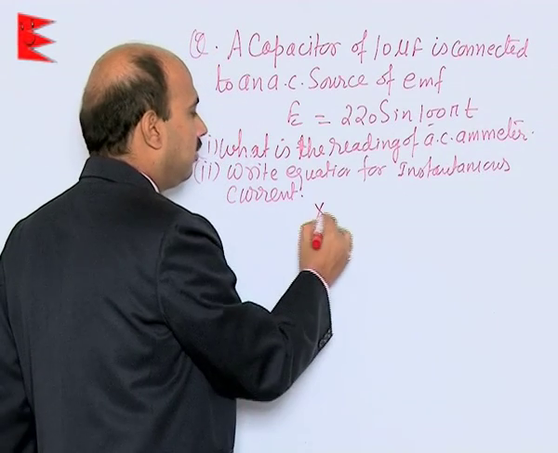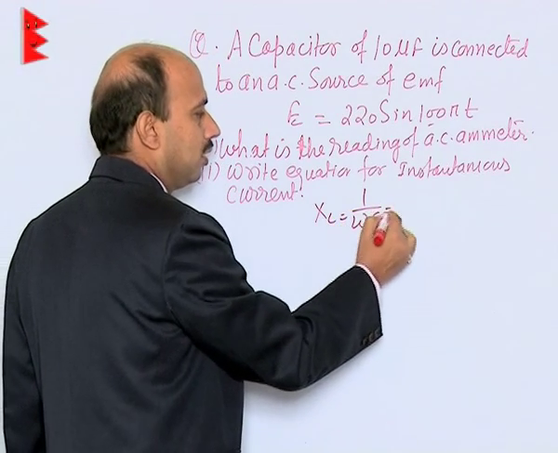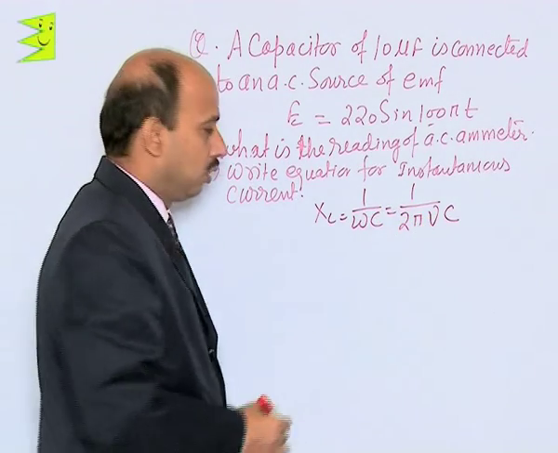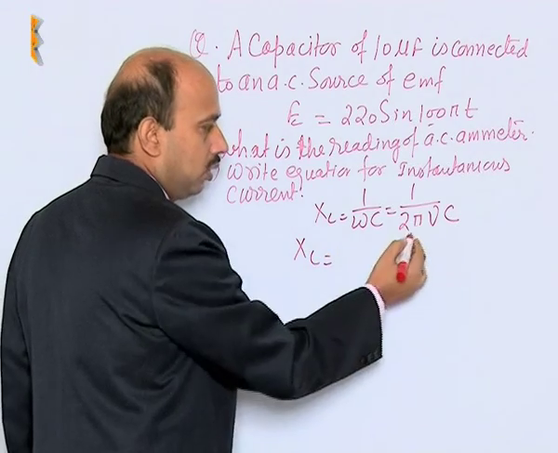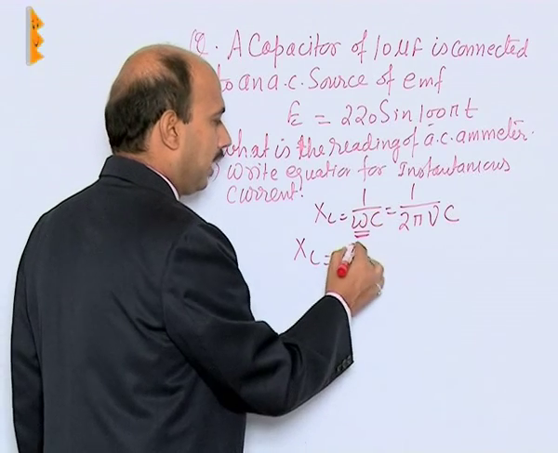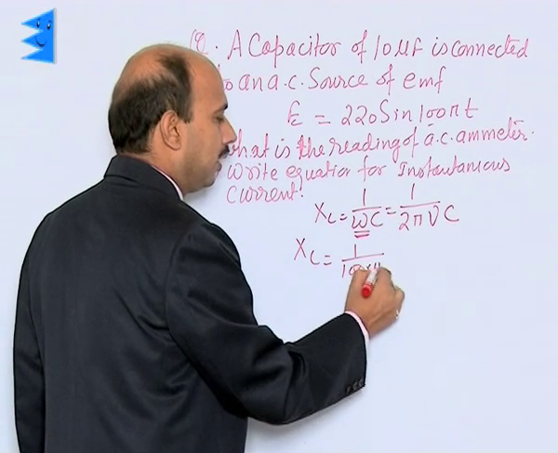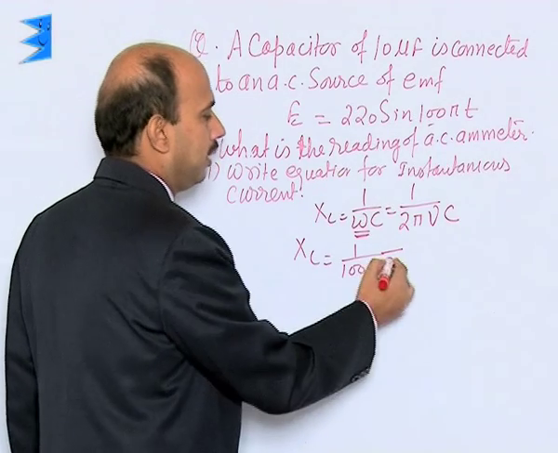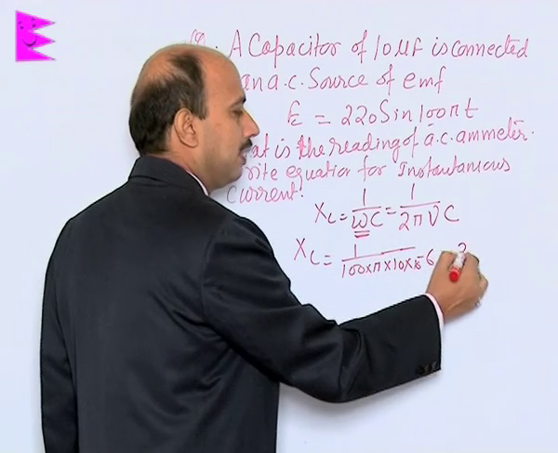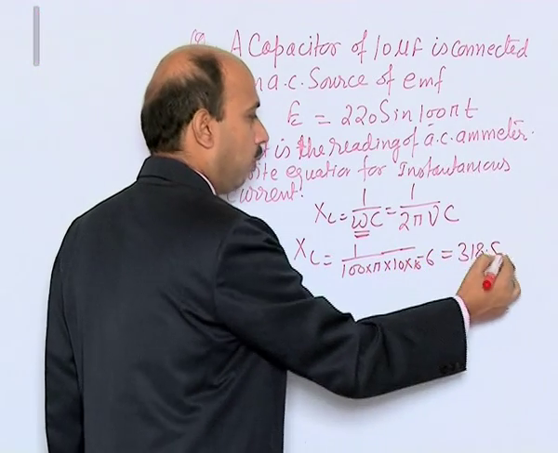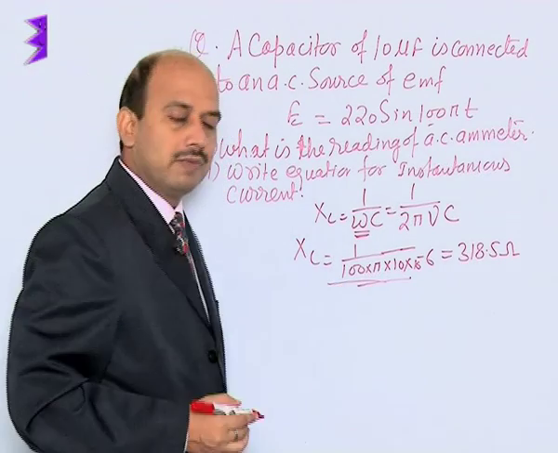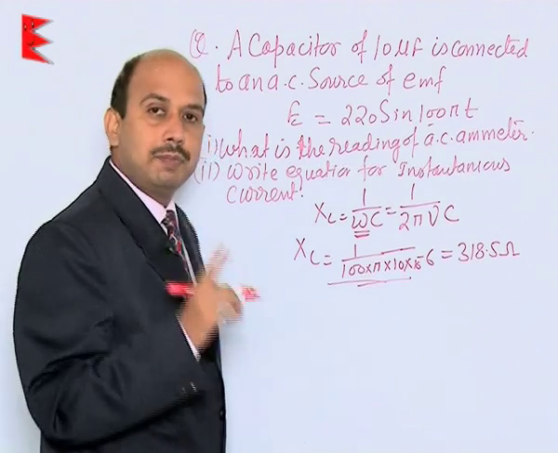So, we know XC is equal to 1 upon omega C, that is 1 upon 2 pi nu C. We can write XC is equal to, in place of omega we have already been given 100 pi, so 1 upon 100 into pi into 10 into 10 raised to power minus 6. When we solve it, we will be getting 318.5 ohm. So, this is the capacitive reactance obtained from here.